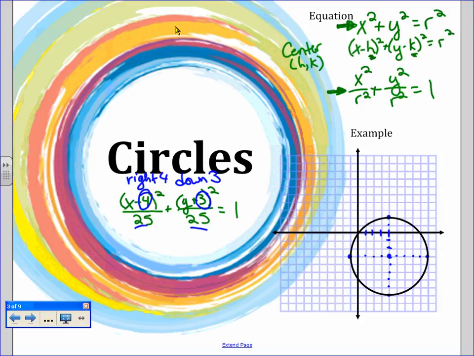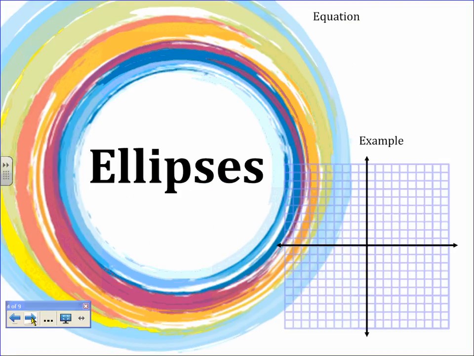Okay, so it's just the same thing as the circle that looks like this from our general form that I told you that you need to memorize, and then we just did those transformations in order to shift it right 4 and down 3. Okay, so that's the easiest of the 3.